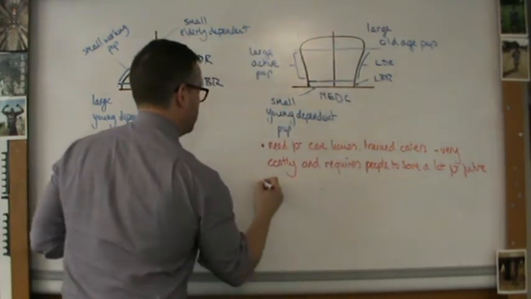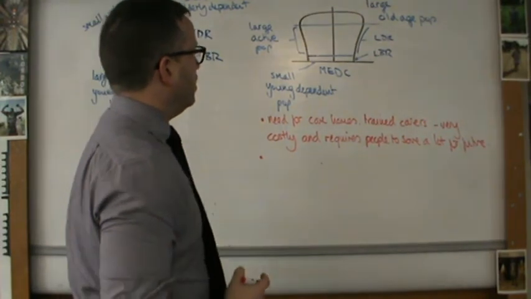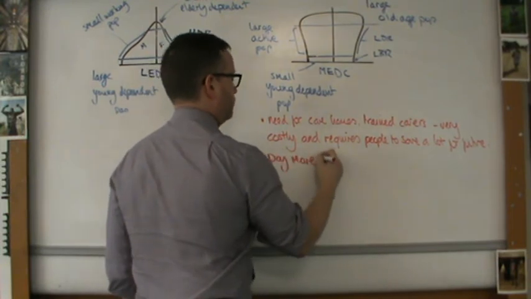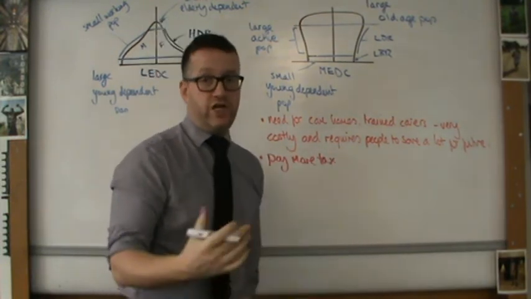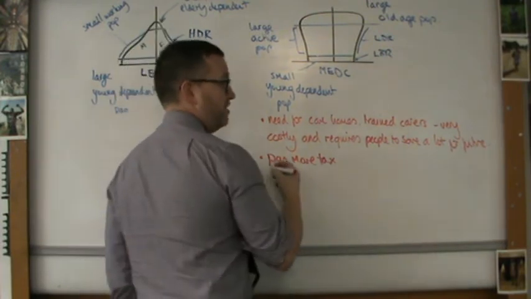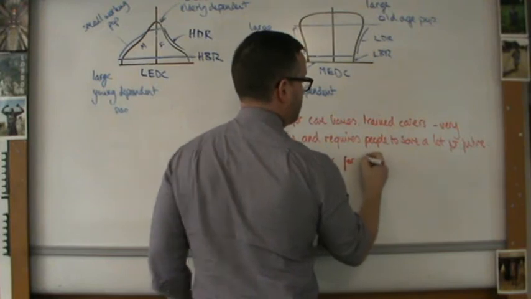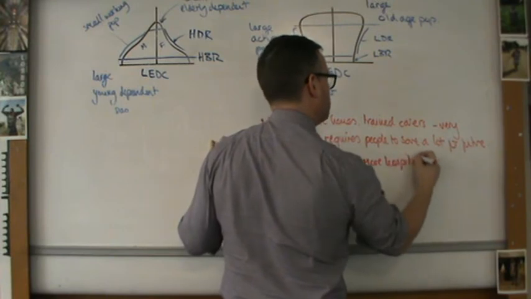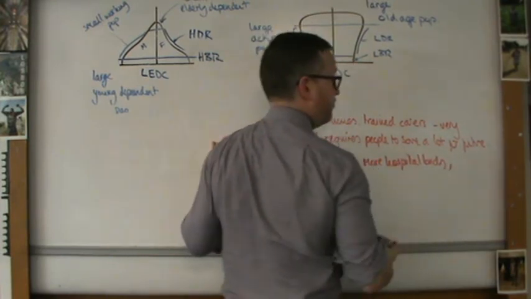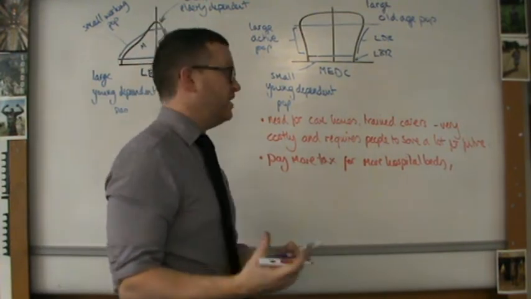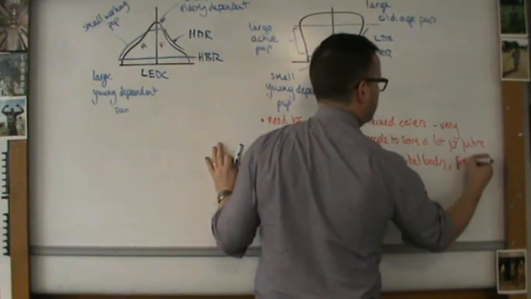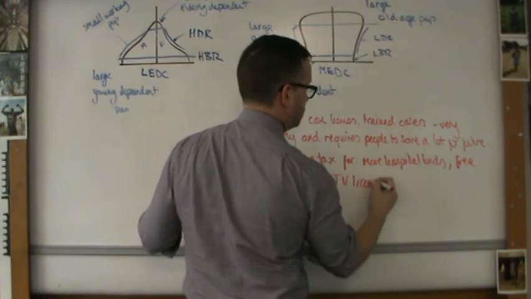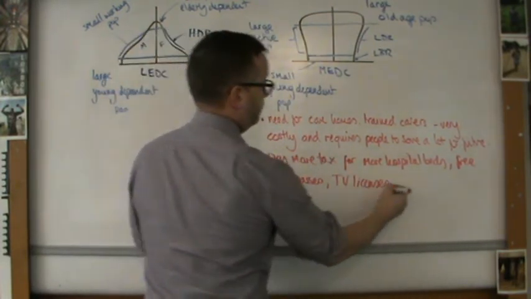Okay, next. We've got a need for care homes and trained carers. We will have to pay more tax. One of the reasons that your generation into the future is going to be paying a lot of tax is you're going to pay more tax for more hospital beds, for things that elderly people get for free or get money off. For example, free bus passes, TV licenses, and flu jabs.